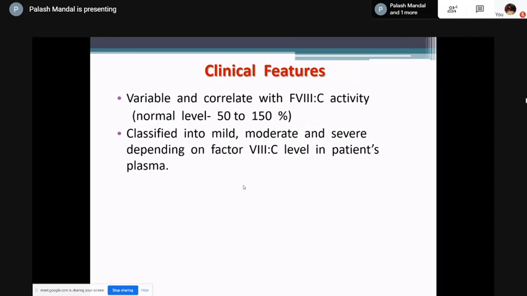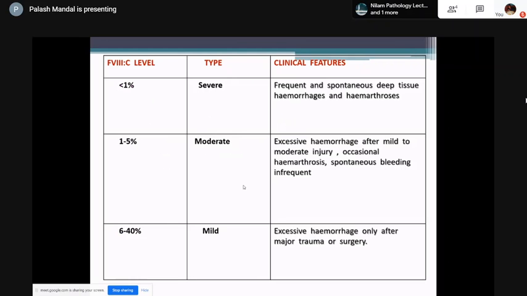Clinical features are variable and correlate with the factor VIII activity level. That is the factor VIII-C activity level. Normal level is between 50 to 150%. These are the types and what happens. I'm not going into details. Since I will be giving you the PDF, I will skip this.